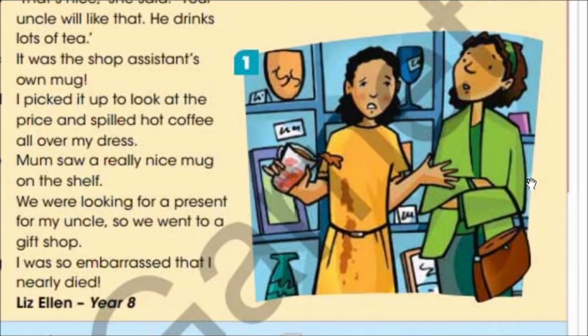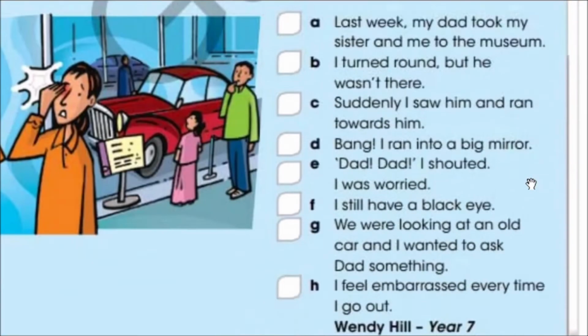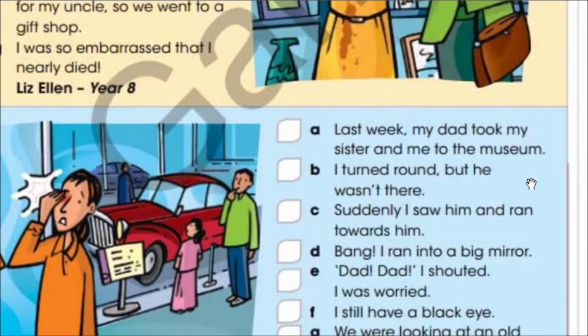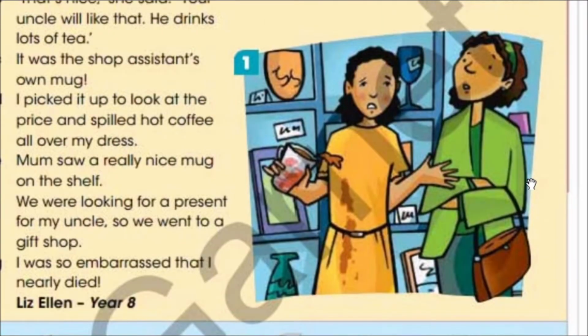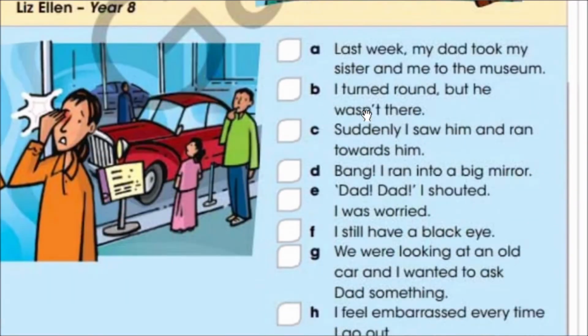We have this picture. Now let's look at picture number 1. What do you see here? Very good. We have two females or two women. One of them spilled the mug on her clothes, and the other one is looking at her. They look like each other. Maybe they're sisters. Maybe they are like mother and daughter. Very good. Now let's go to the next picture.